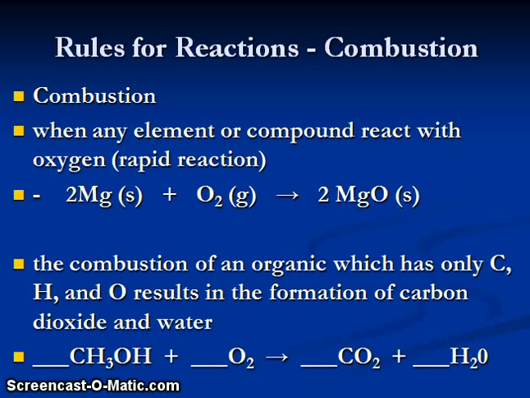Here are some examples of combustion reactions. We have two examples here. When an element or compound reacts with oxygen, we get a very rapid reaction in some cases. For example, magnesium will react with oxygen to form magnesium oxide. You saw an example of this the first day of the chemical reaction unit. Another example of a combustion reaction would be when we have an organic compound which has only carbon, hydrogen, and oxygen. The combustion of these types of substances, for example methanol, reacting with oxygen will produce carbon dioxide and water.